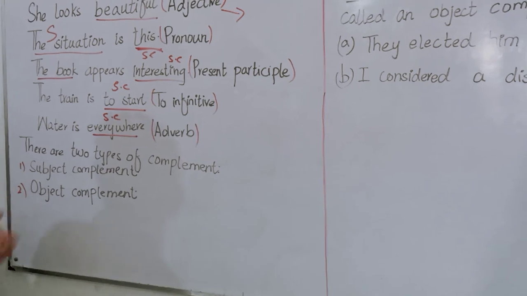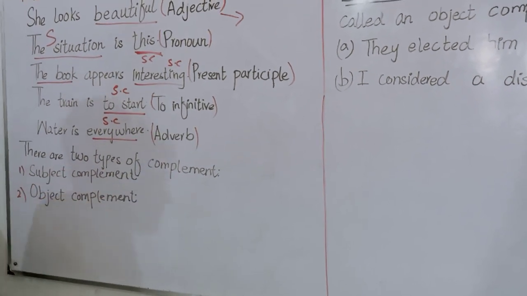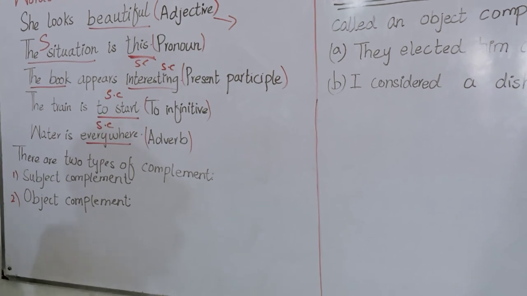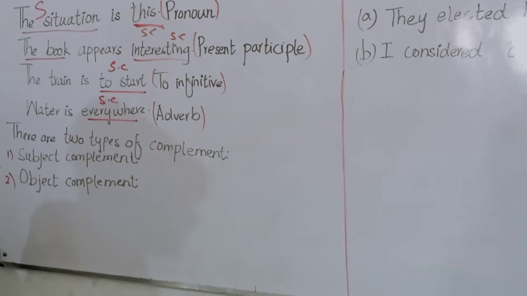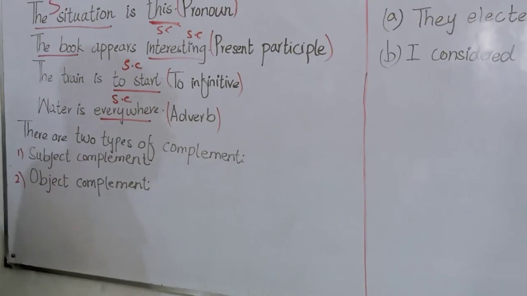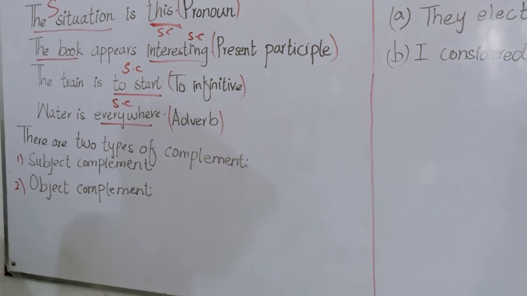Clear? Next one. There are two types of complement, subject complement and object complement. The word that completes the subject is called a subject complement, and the word that completes the object is called an object complement.